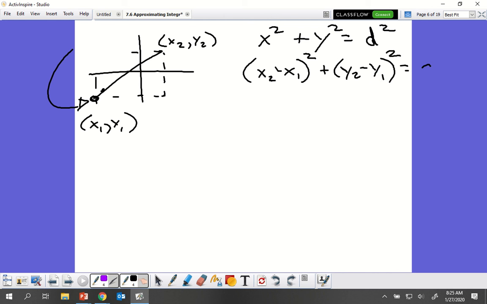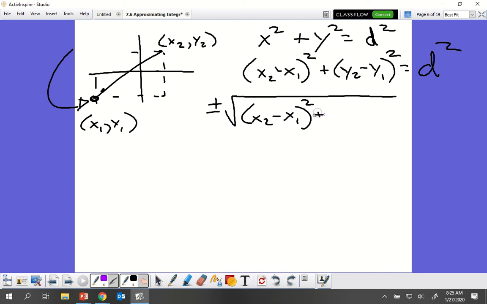Squared. And that's equal to my distance squared. There's my Pythagorean theorem. But mathematically, we know distance is always positive. So when I undo my square, I'm going to square root both sides, right? So I'm going to get plus or minus the square root of (x2 minus x1) squared plus (y2 minus y1) squared is equal to my d. But again, distance is always going to be positive, so I get rid of this one. There we go. That's the actual distance formula by giving the Pythagorean theorem.